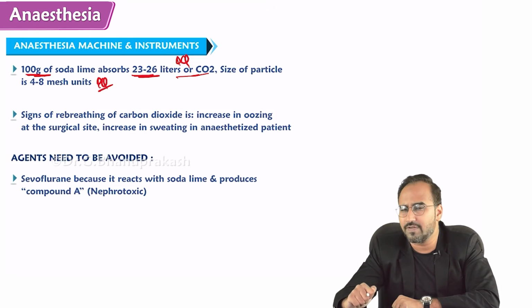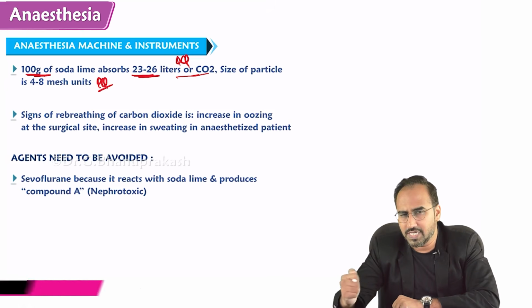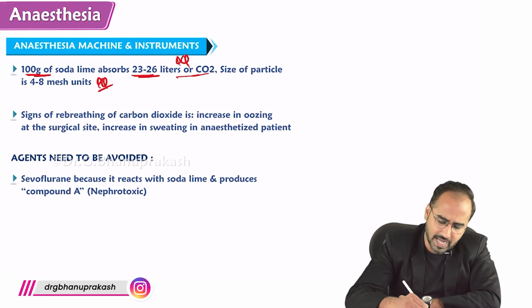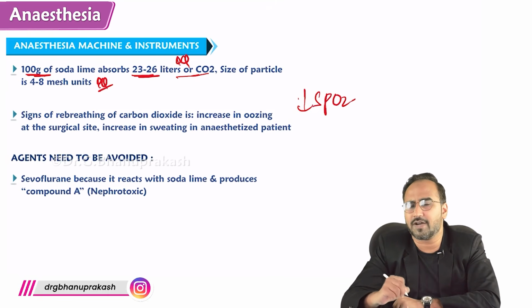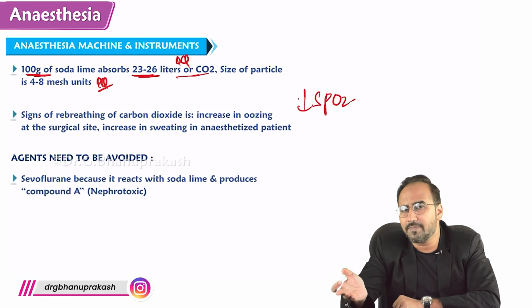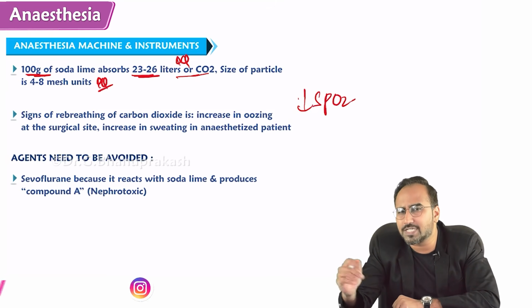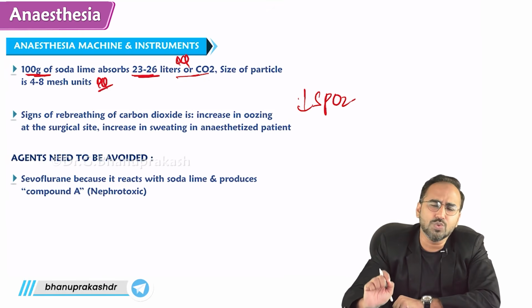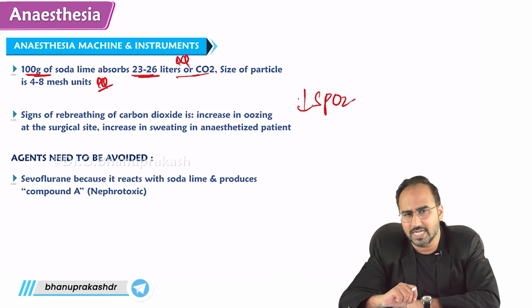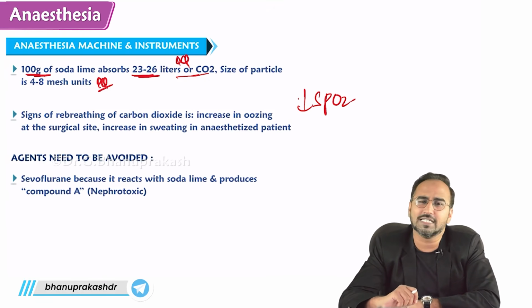What are the signs of using exhausted soda lime during anesthesia? If you haven't checked the color, the patient will have a fall in oxygen saturation. Apart from that, the patient is having hypercapnia and acidosis. Due to that acidotic blood, the surgeon complains of what? The surgeon complains that the patient is having oozing of blood from the surgical site.